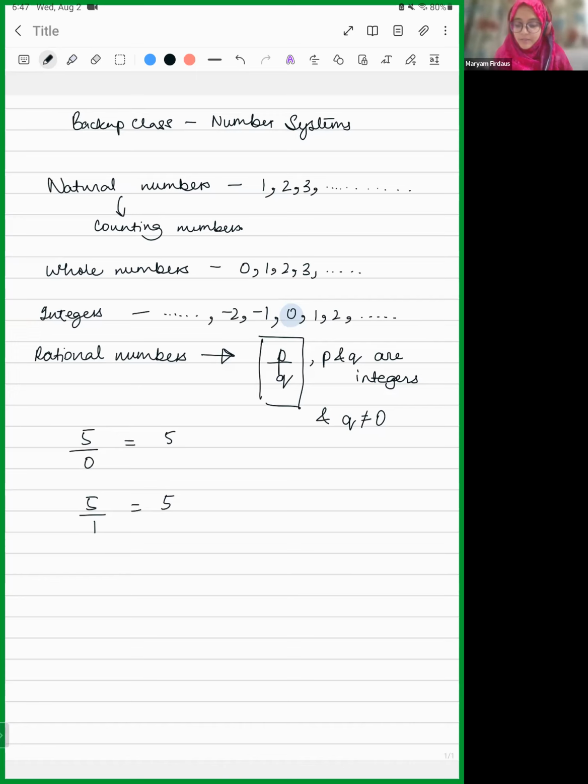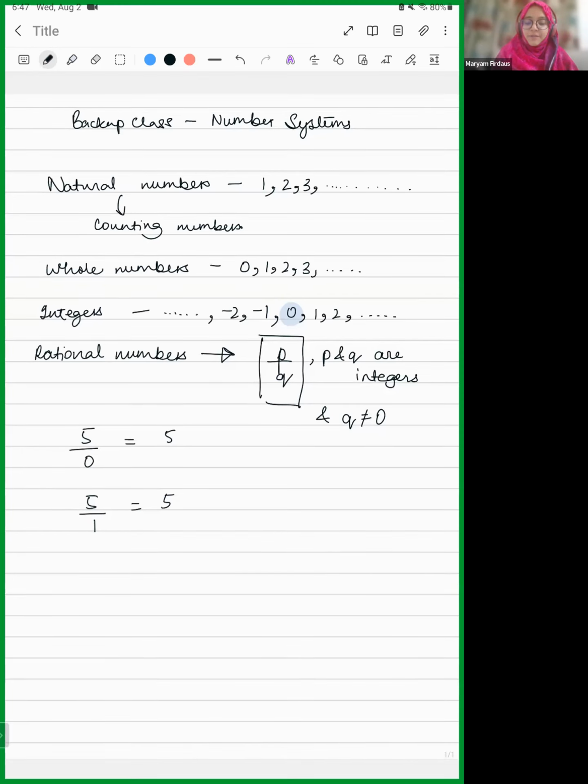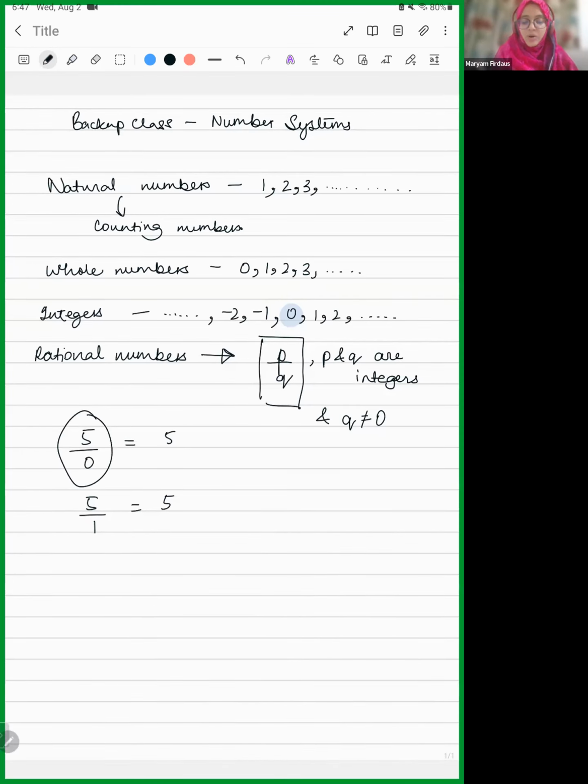Yes, Abdul Rahman. I think the difference between 0 and 1 is that 1 is a positive number, but 0 is neither a positive nor a negative number. Okay, good. But what is my question here, Abdul Rahman? My question is, what is the value of 5 by 0? 5 by 0 is also 5 and 5 by 1 is also 5, is it? Yes.